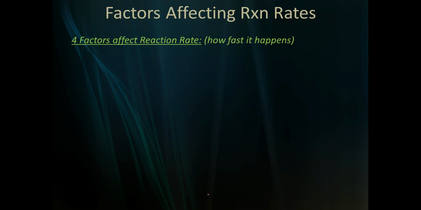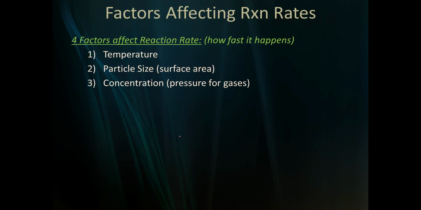All right, let's quickly talk about those four factors that affect the rate. And this is talking about time. How fast does it occur? First one is temperature. We'll go into detail in a second. Particle size. Concentration, which is pressure for gases because they're more soluble, and something we call catalyst.